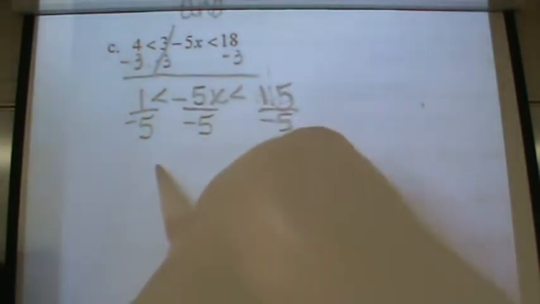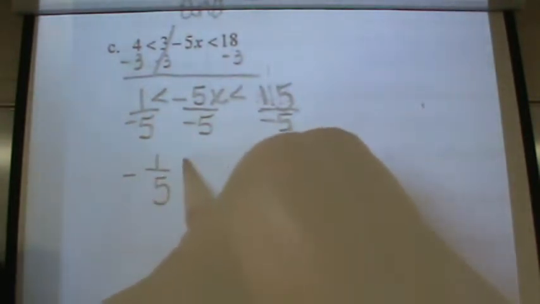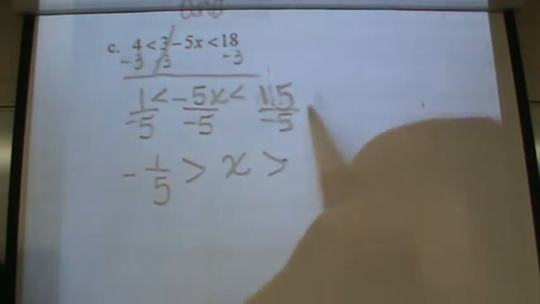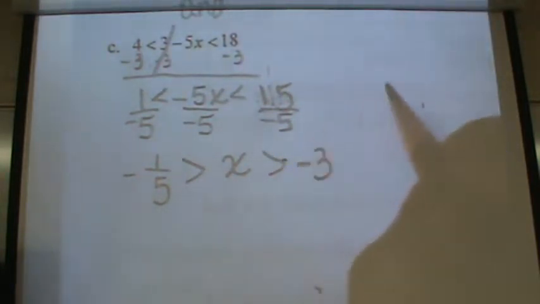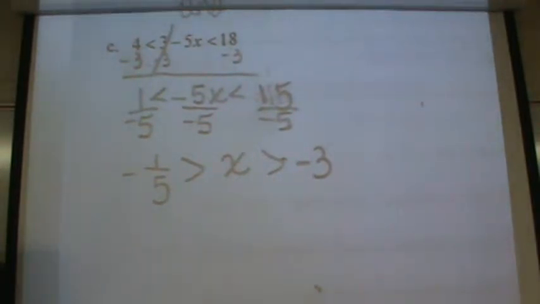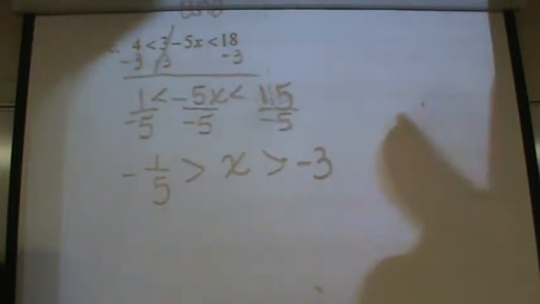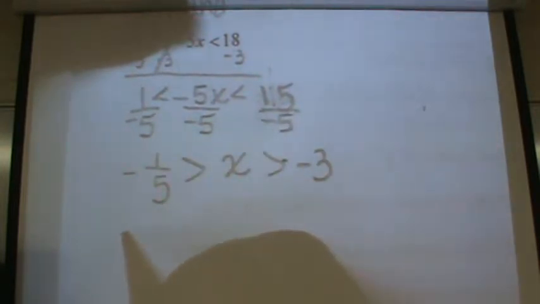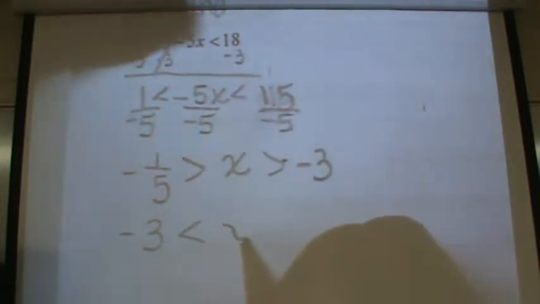Now, Nick said something about flipping the sign. Why? Because now you're dividing by a negative number to get that coefficient back. Okay, now, this is the answer. X is less than -1/5 and greater than -3. These are my critical numbers, but there's something goofy about this problem. Check the order of these numbers. We always want the smaller number on the left side. But -3 is on the far right. This whole thing should be reversed.